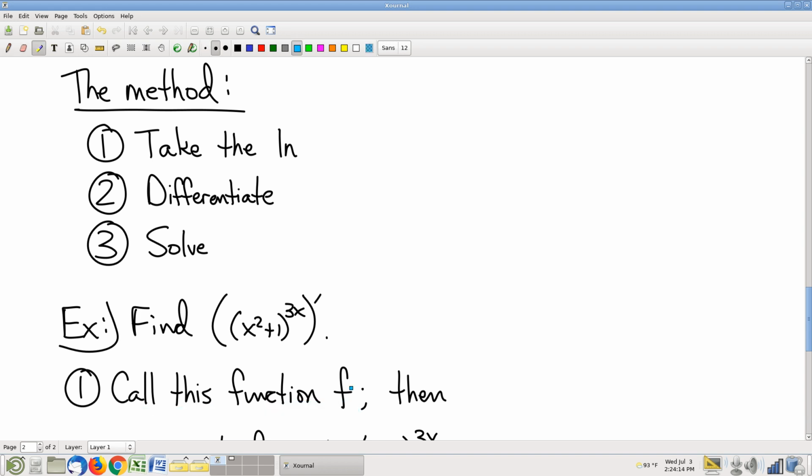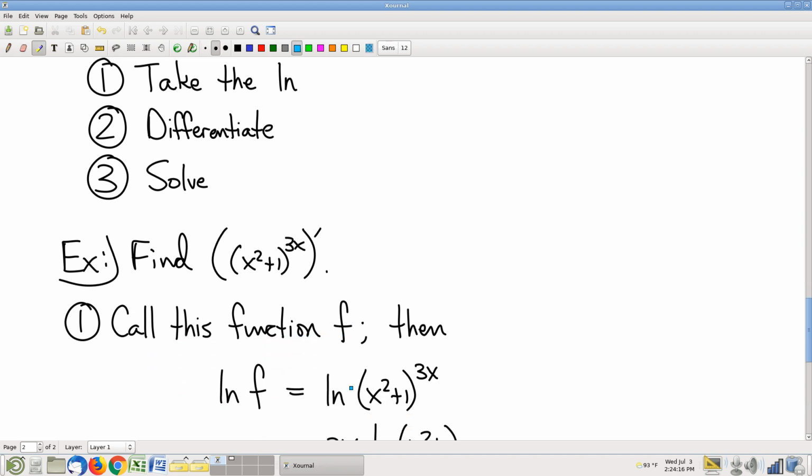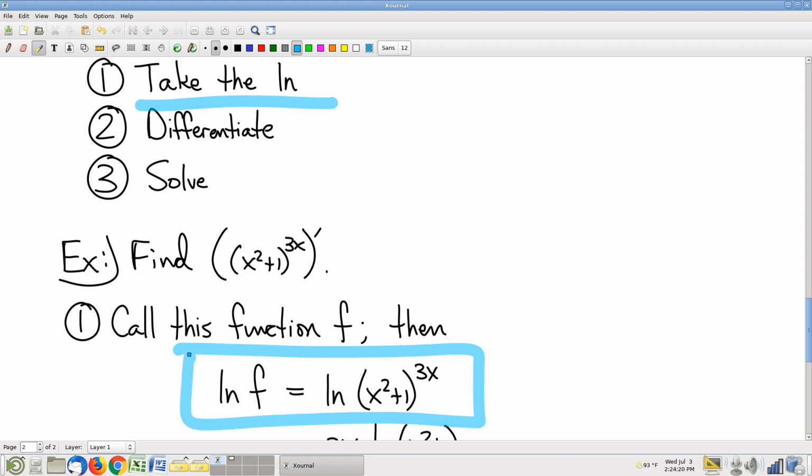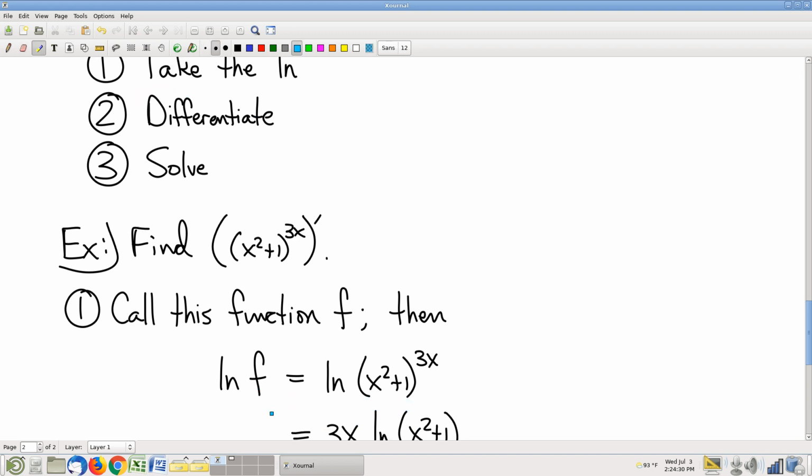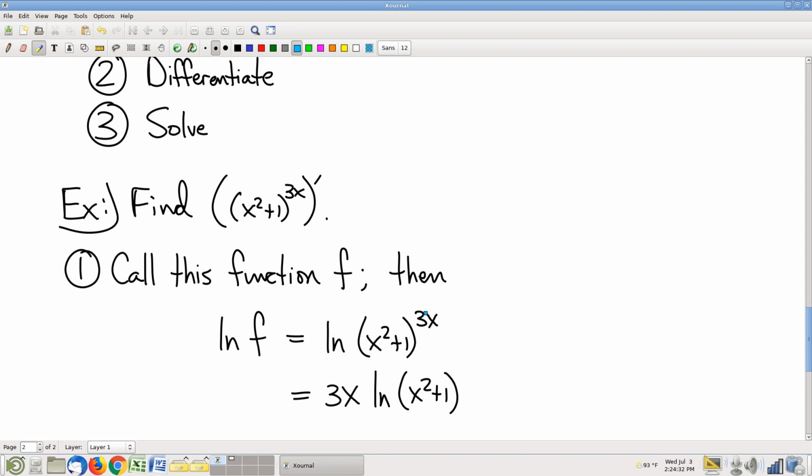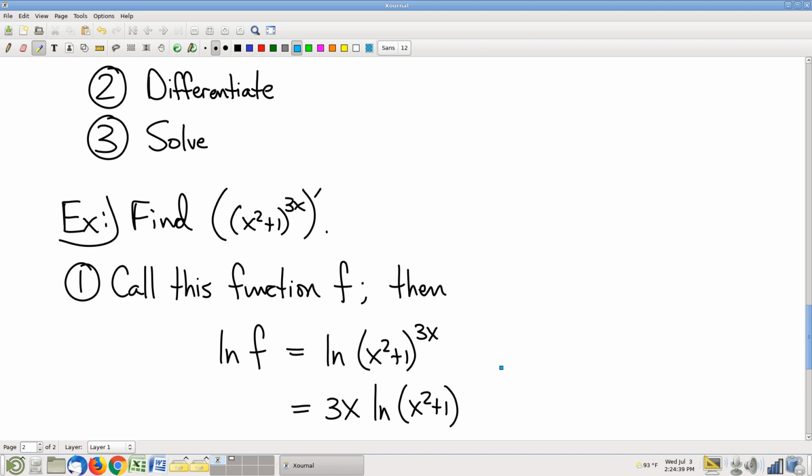So call it f, take the natural log of both sides, and we get this. Very importantly, we need to have a record of what we've got here, so you have to have a name for it. Okay. All right, and of course this simplifies. Rules of logarithms turn that into that. Okay. Now, step 2, differentiate.